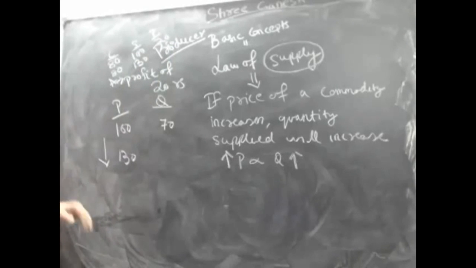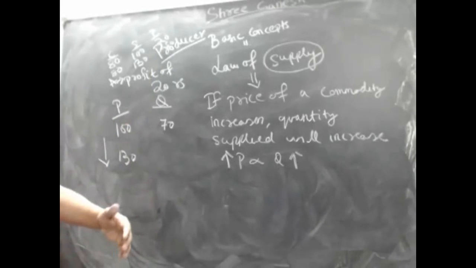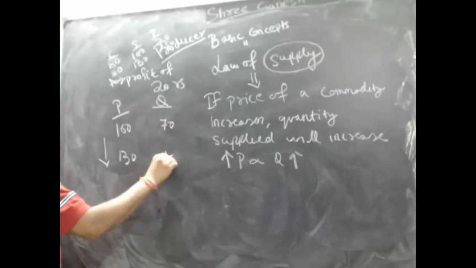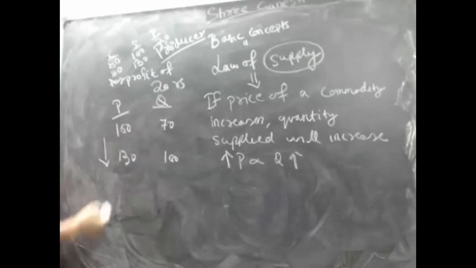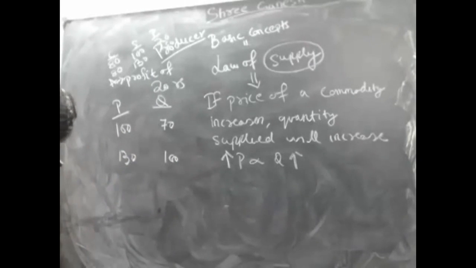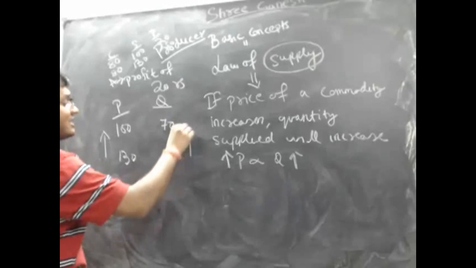As a result, this person will become more greedy. And what will he think? If price has increased, he will like to sell more. Why will he like to sell more? Because his profit will increase. He will be able to get more money for his goods. So he will start selling from 70 to 100. Because price has increased in this case, he will increase the quantity supplied.